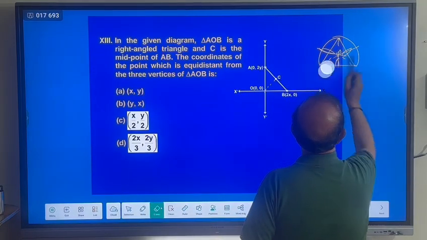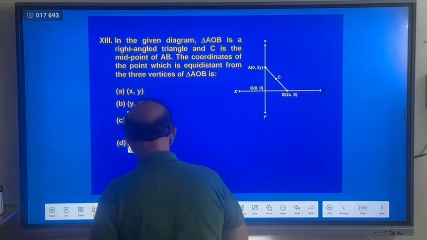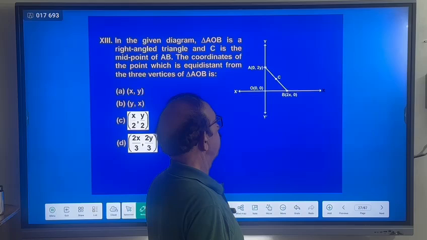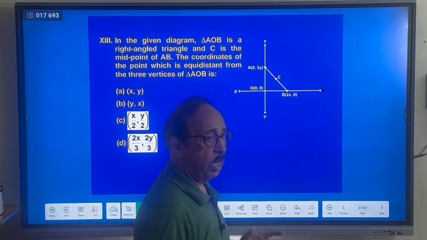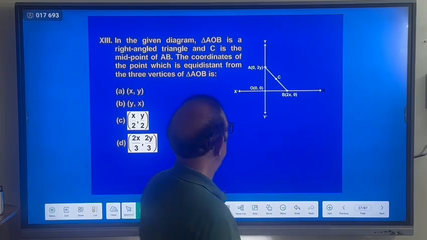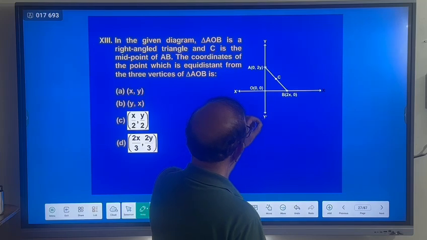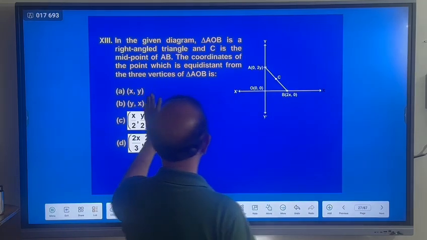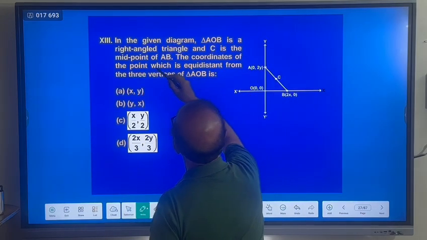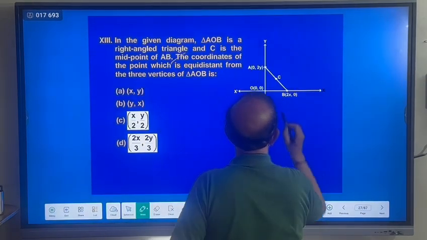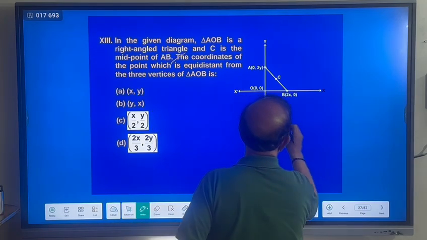To find the point which is equidistant from three vertices, if it is a right triangle, then the midpoint of the hypotenuse is the point which is equidistant from all the three vertices. So it means if you find C, you will get the answer. And this is also given. C is the midpoint of AB. So we have to find the midpoint of AB.